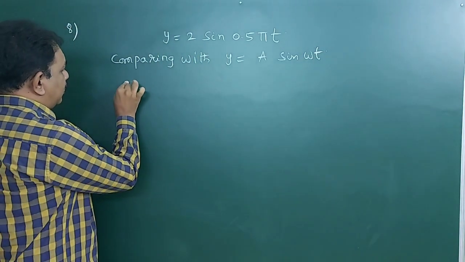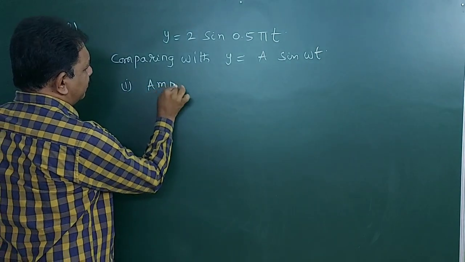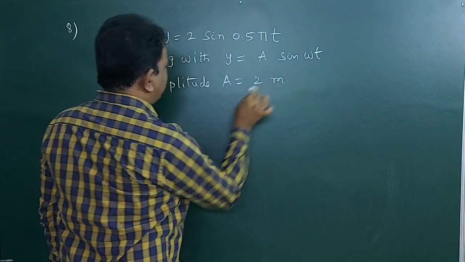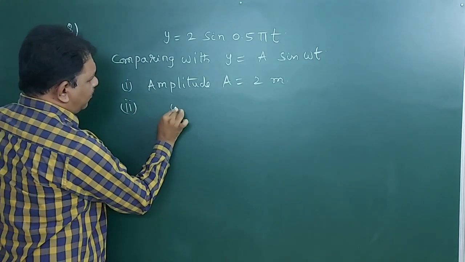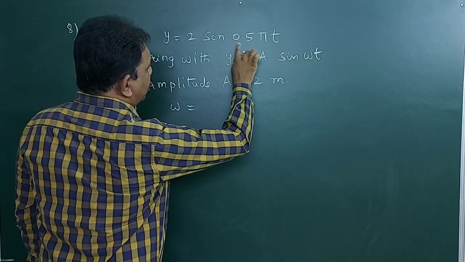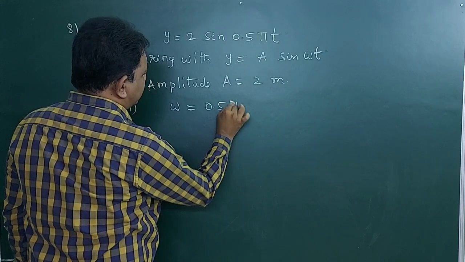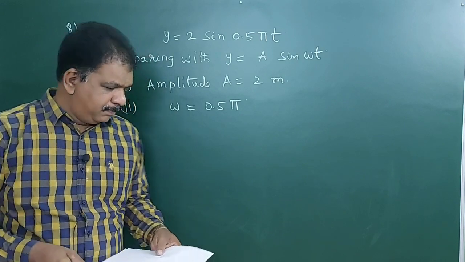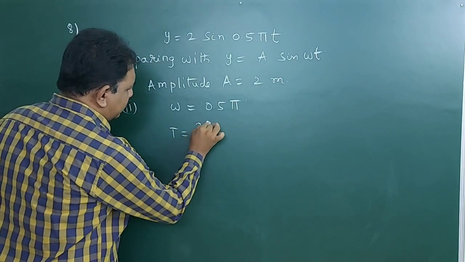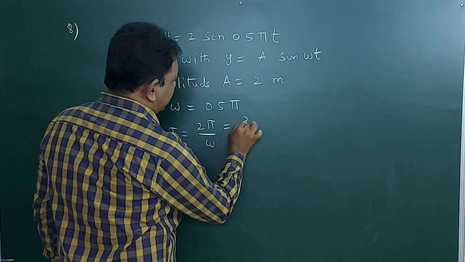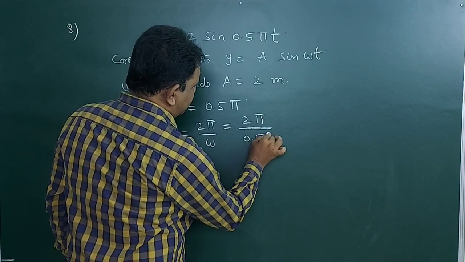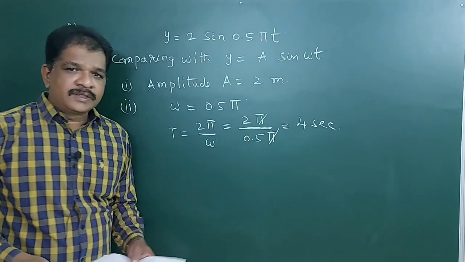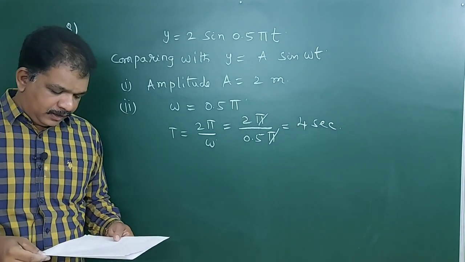Okay. Now amplitude A is equal to 2 meter. Omega value will be 0.5 pi. What are they asking? Second one, time period. T is equal to 2 pi by omega, 2 pi by 0.5 pi. This is equal to 4 seconds. That is the time period.